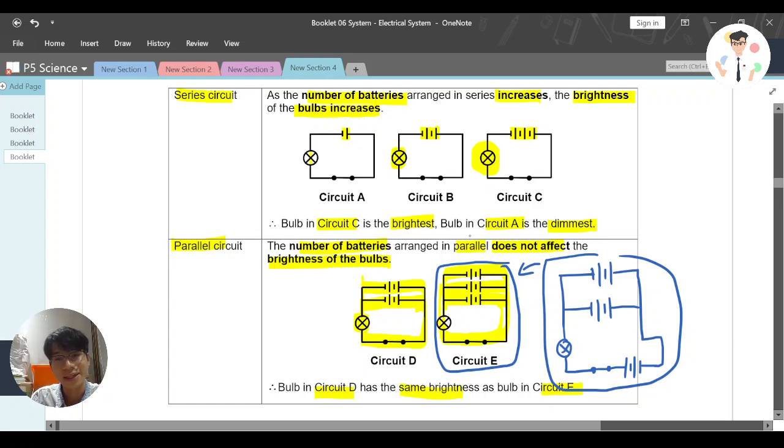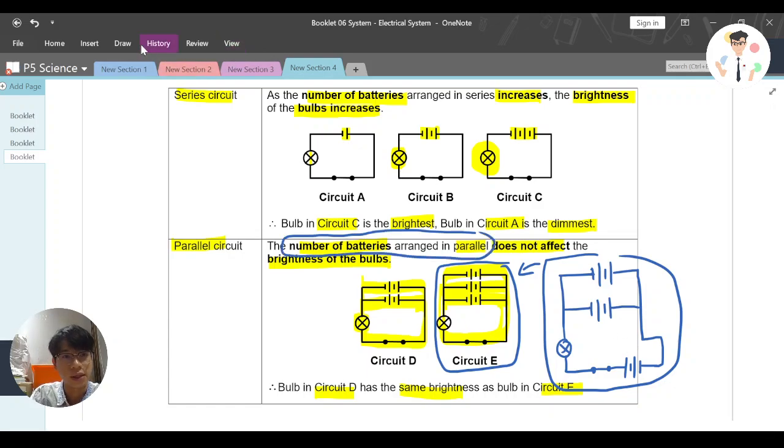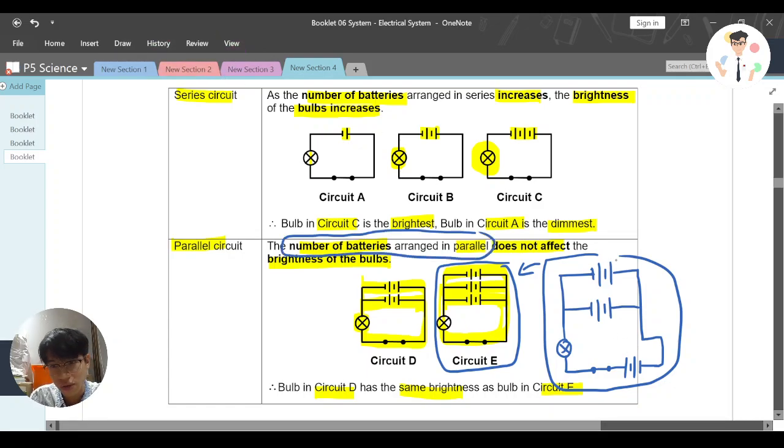Why? Because you need to understand the number of batteries arranged in parallel. Is this arranged in parallel? This one is actually arranged in parallel, but not this one. Can you see, this is actually one flow, and I have four batteries here. That's why it doesn't work the same way. So this is not the same as this.